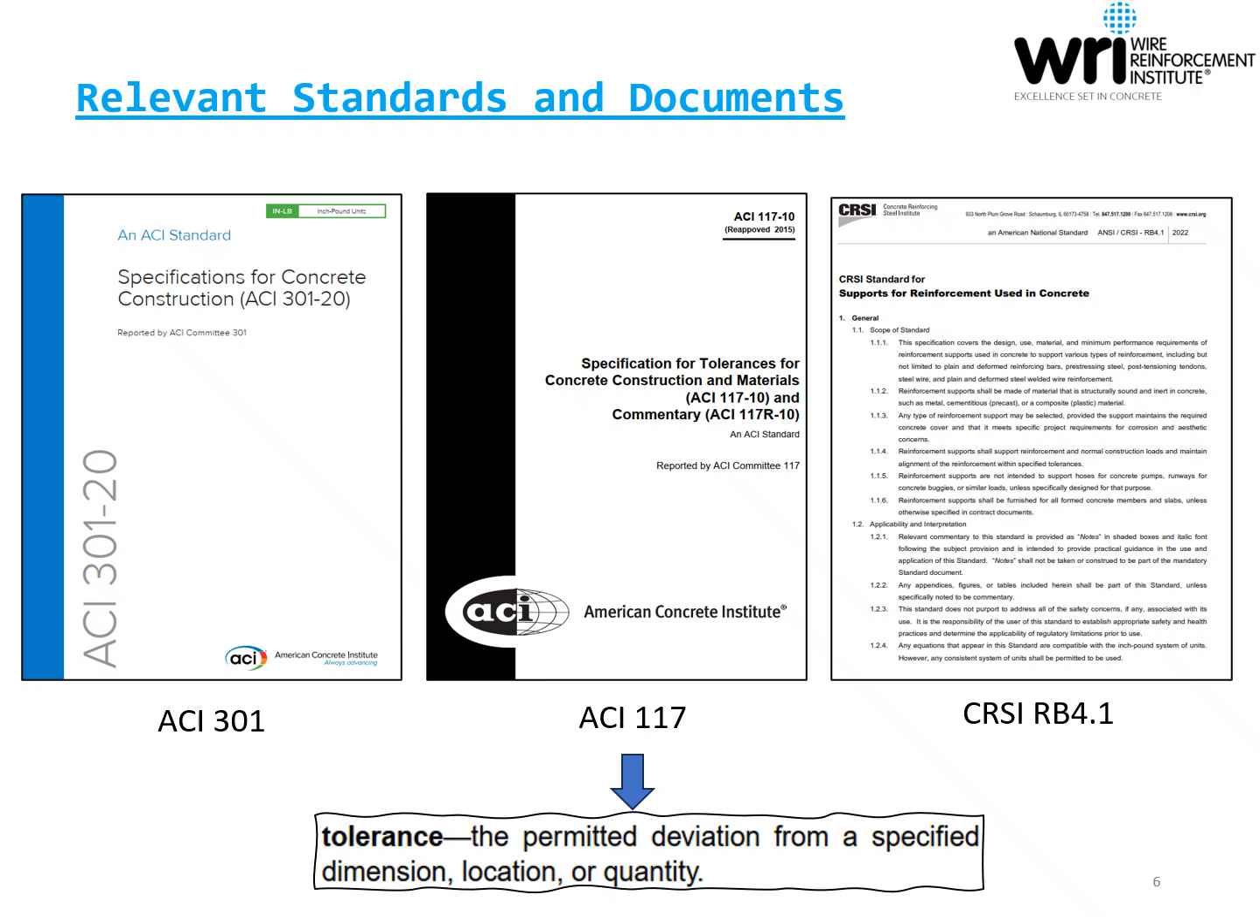Relevant standards and documents available to inform reinforcement support strategies are shown here. ACI 301 and 117 are specifications for concrete construction and tolerances for concrete construction and materials, respectively. And CRSI RB 4.1 is a standard for supports of reinforcement used in concrete. Note that in ACI 117, a tolerance is defined as the permitted deviation from a specified dimension, location, or quantity.